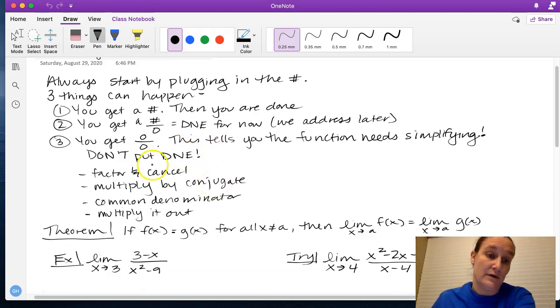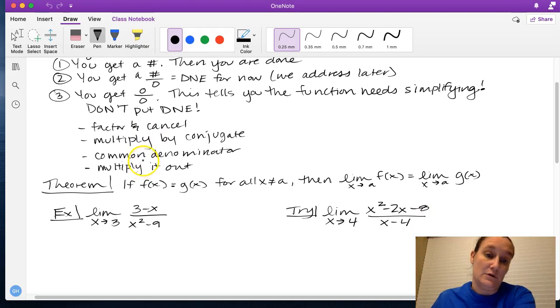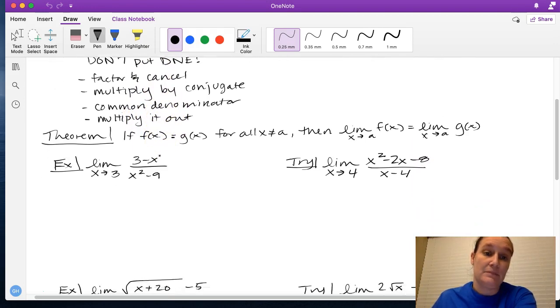So how do you simplify it? You can factor and cancel. You can multiply by a conjugate. You can get a common denominator and you can multiply it out. We're going to do an example of the first three.